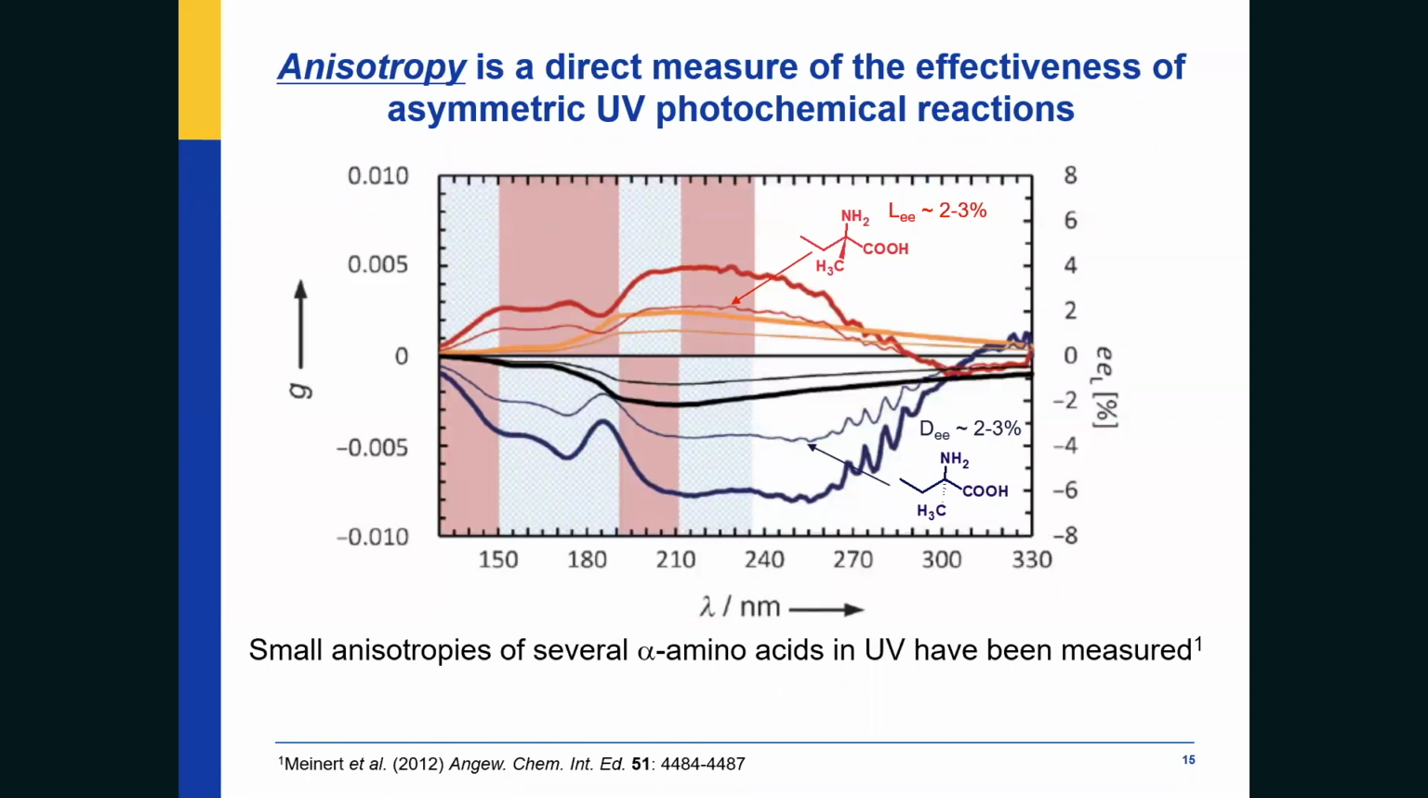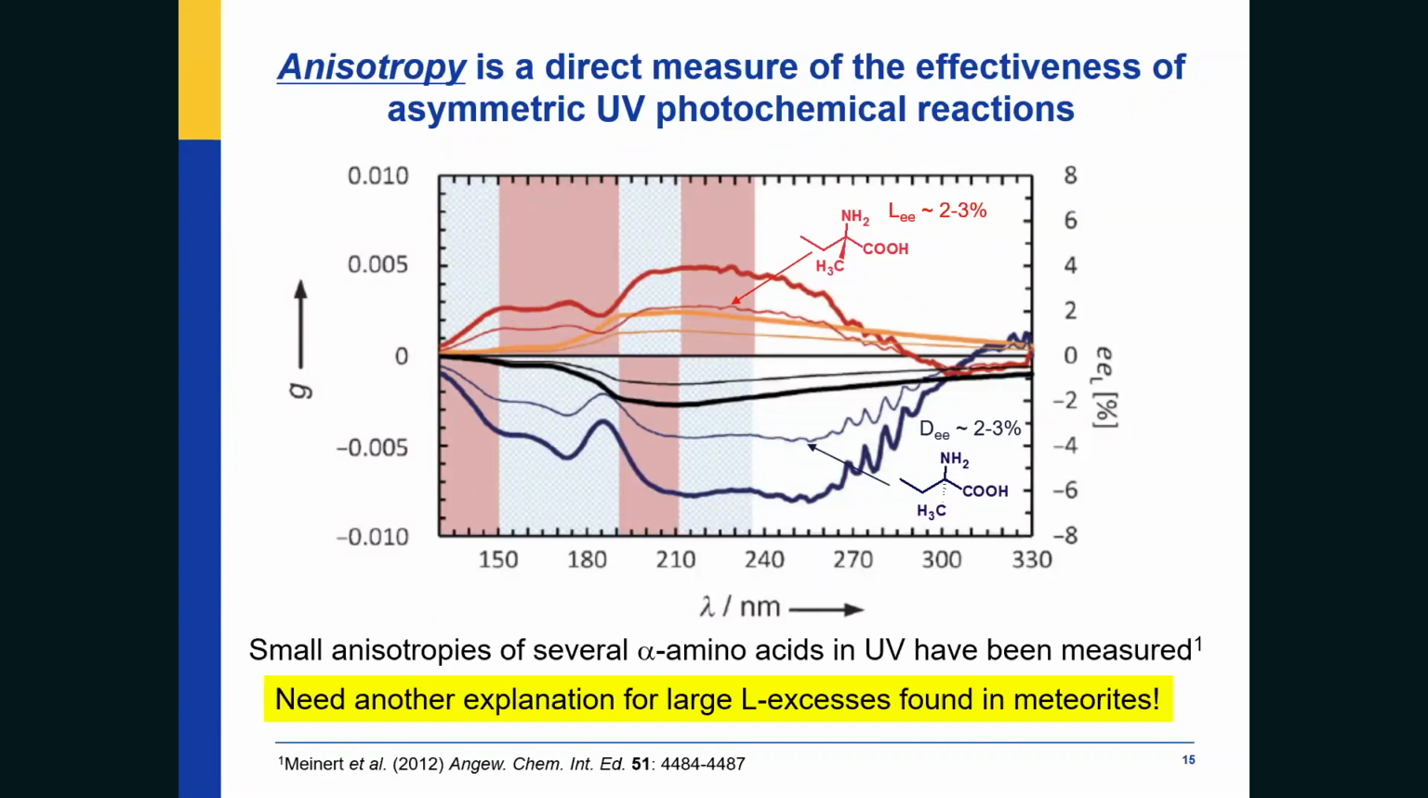Cornelia and Meinert published back in 2012. They've been doing a lot of work studying the anisotropy under different UV wavelengths of several different alpha amino acids. And they find that, and this is basically a measure of the effectiveness of polarized light to break the symmetry. And indeed, for isovaline shown, depending on the direction of the polarization, you can induce excesses of at least 2 to 3%. And it's not just true for isovaline, it's true for most of the alpha amino acids that they've studied.